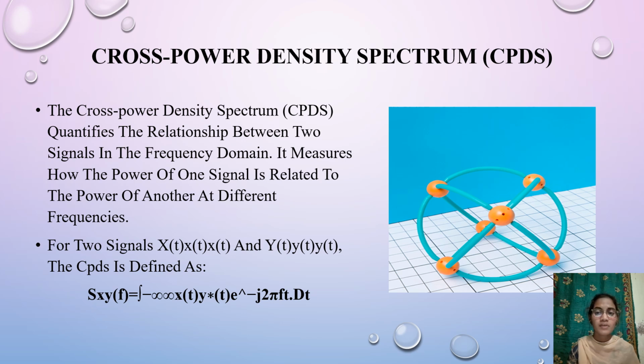The cross power density spectrum quantifies the relation between two signals in the frequency domain. It measures how the power of one signal is related to the power of another at different frequencies. For two signals, x(t) and y(t), the cross power density spectrum is defined as Sxy(f) = integral from minus infinity to plus infinity of x(t) y(t) e^(-j2πft) dt.